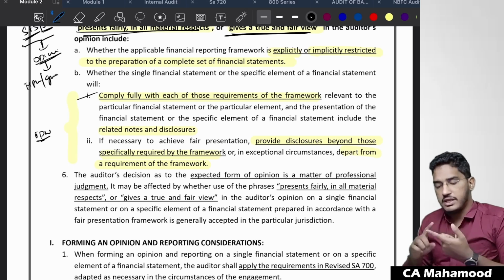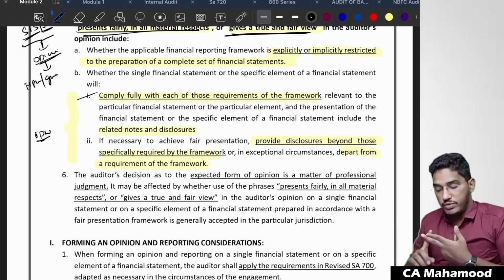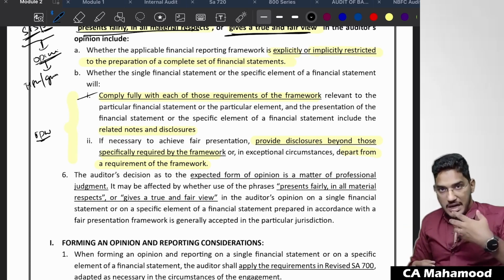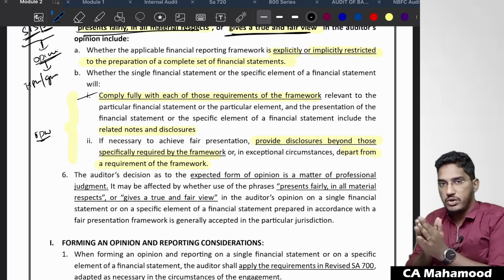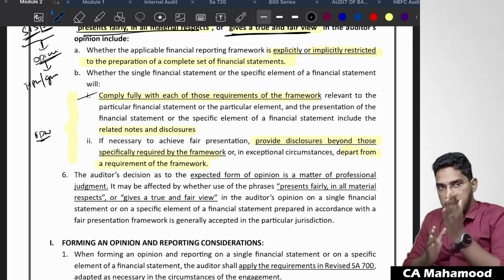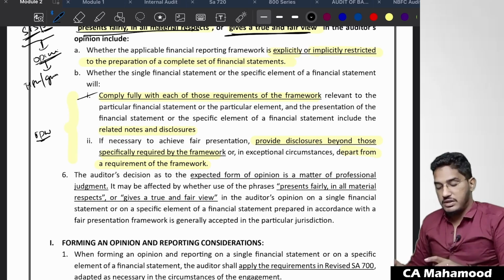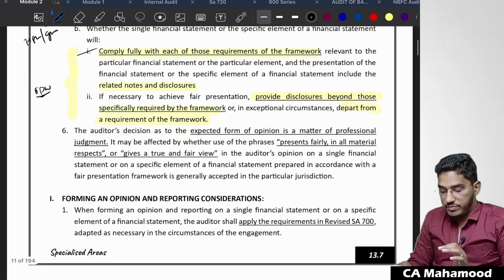You will check whether single financial statements are complying with all the requirements of the framework. Number two, you need to check for exceptional circumstances: in order to achieve the fair presentation, are they deviating from the requirements or are they providing additional disclosures. So the ultimate objective is, if you have finally decided the single financial statements are also giving a fair presentation, then you can use the phrases in your opinion paragraph, present fairly in all material respects, or they give a true and fair view.